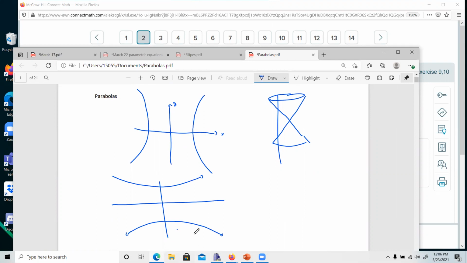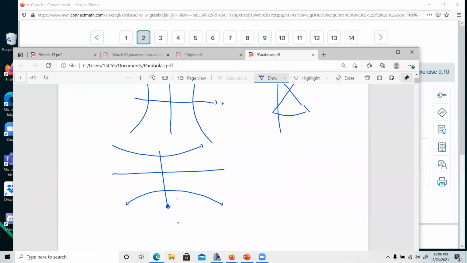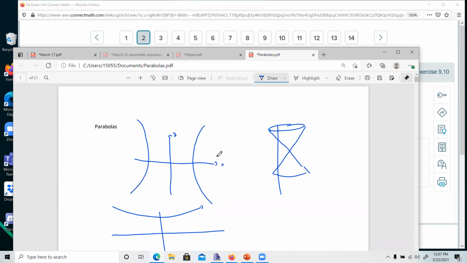Now, with a hyperbola, your focus is going to be outside of the curve. And the idea is the one that is the negative variable is the one where it doesn't exist. If it's the real part, the positive one, that's where you're going to get your curve.